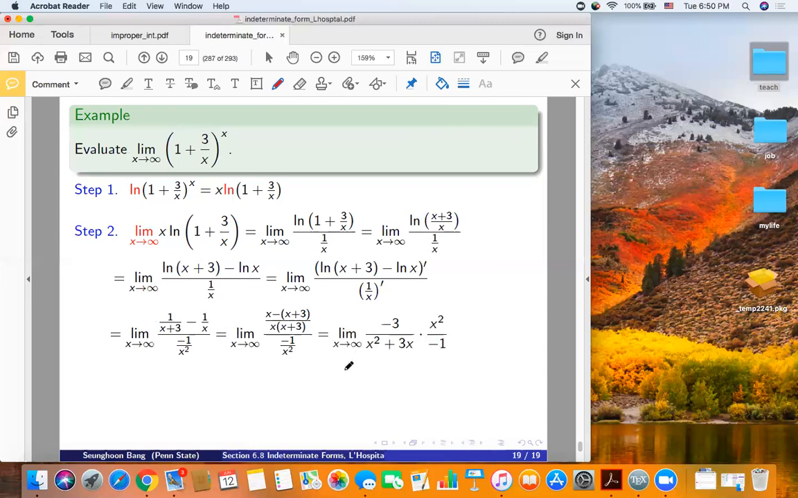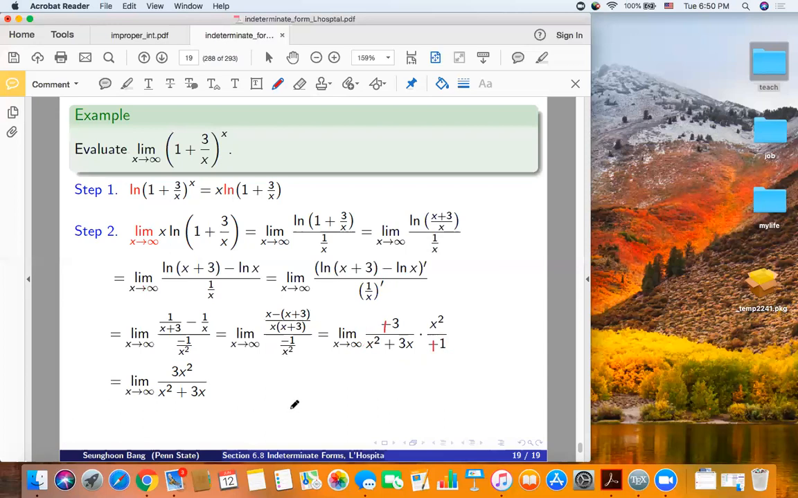Simplify. The x is cancelled. The negative 3 over x squared plus 3x is the numerator. The numerator is here, so you can change it to multiplication by using the reciprocal. So we change it like this: positive 3x squared over x squared plus 3x.